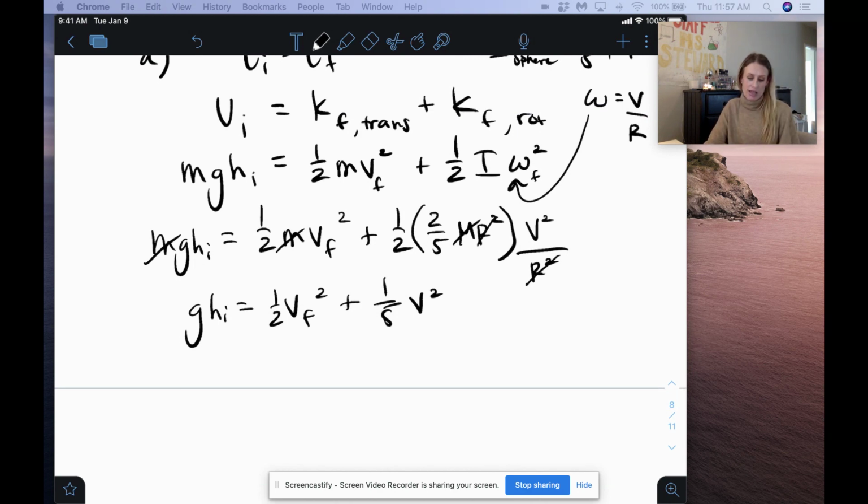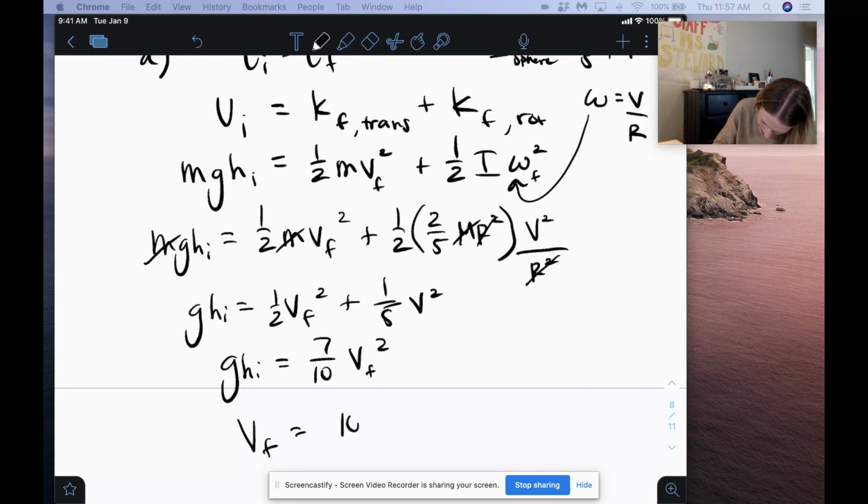So now, just simplifying more, we know the height, we know the acceleration of gravity, and if we make these fractions into our least common denominator and then add them together, we get 10 as our least common denominator. So we end up getting 5/10 plus 2/10, which is 7/10. So we get gh initial equals 7/10 v final squared. Solving for v final here, we get 10 gh initial divided by 7, take the square root.